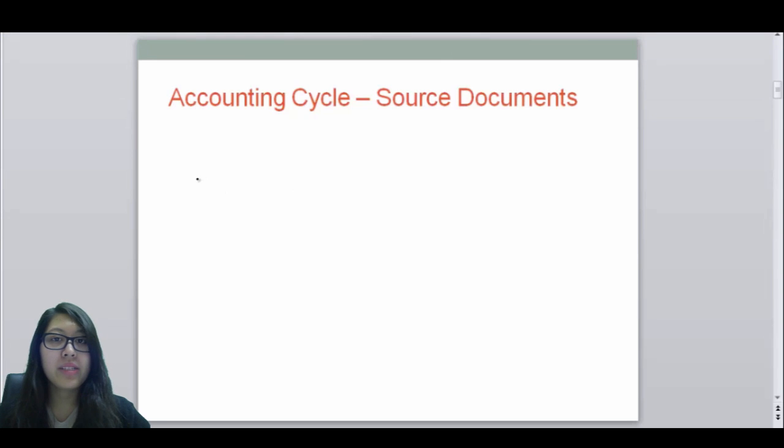Now, I won't be listing all of the source documents as there are plenty of them. However, I will be highlighting a few that tend to get mixed up. In practice, though, they might be quite distinguishable. So firstly, we will discuss the credit note. Now, what is a credit note exactly?